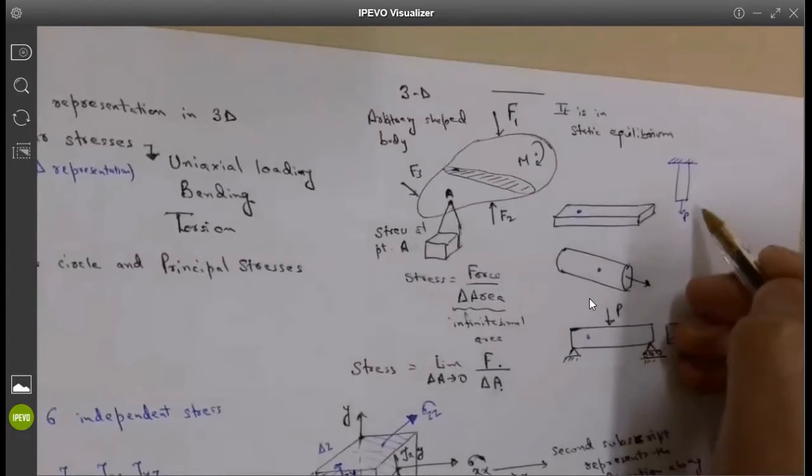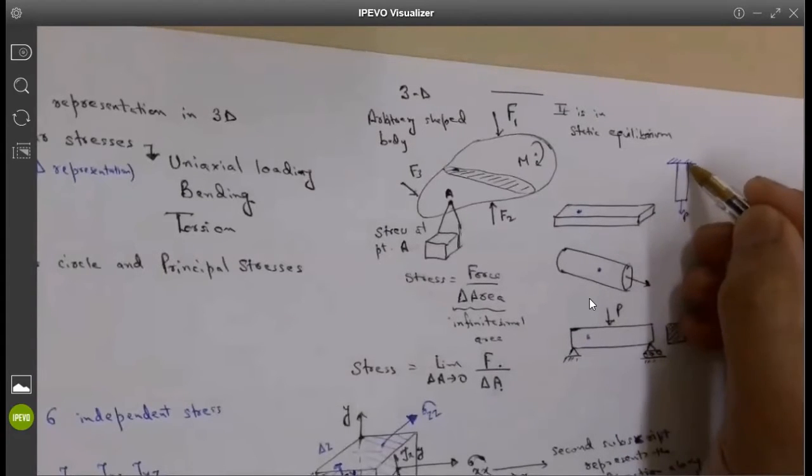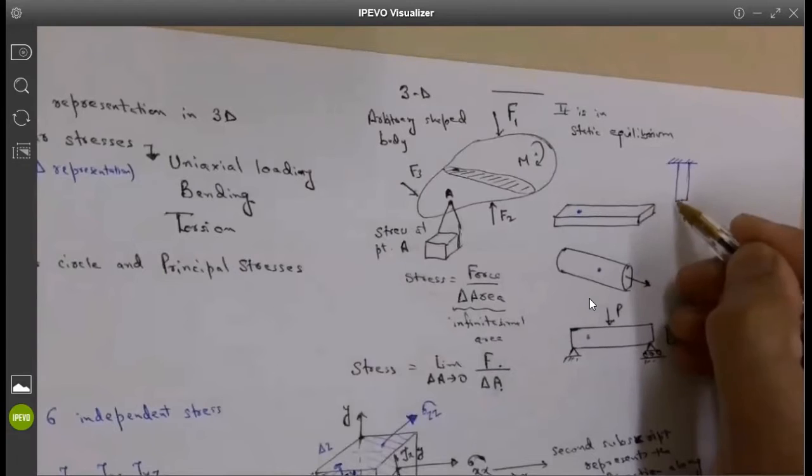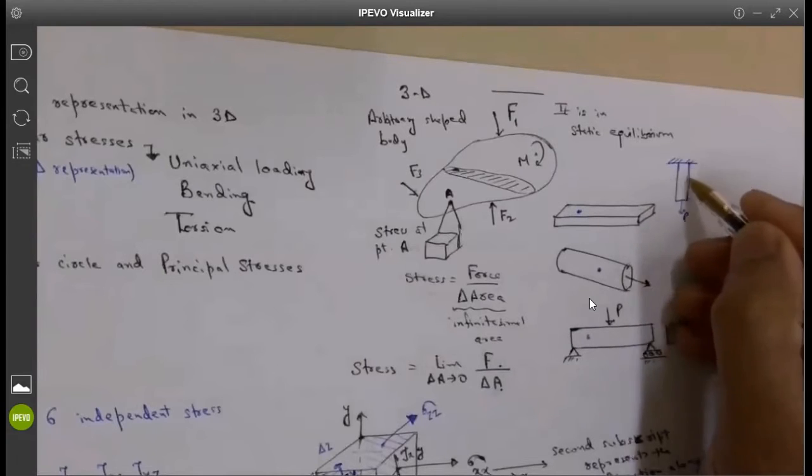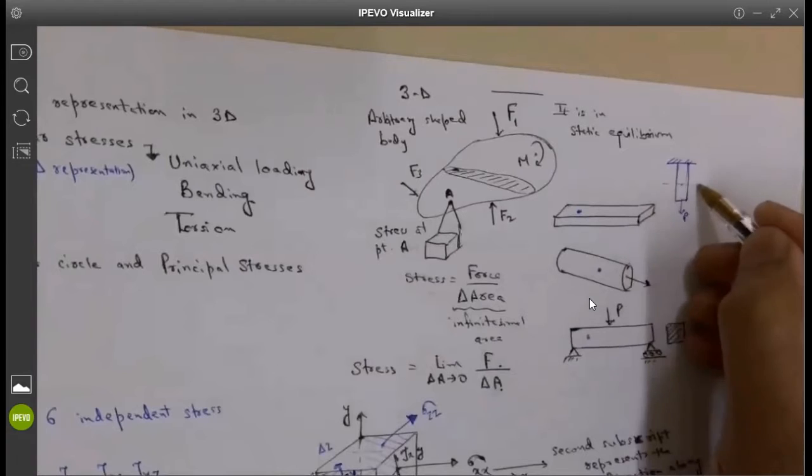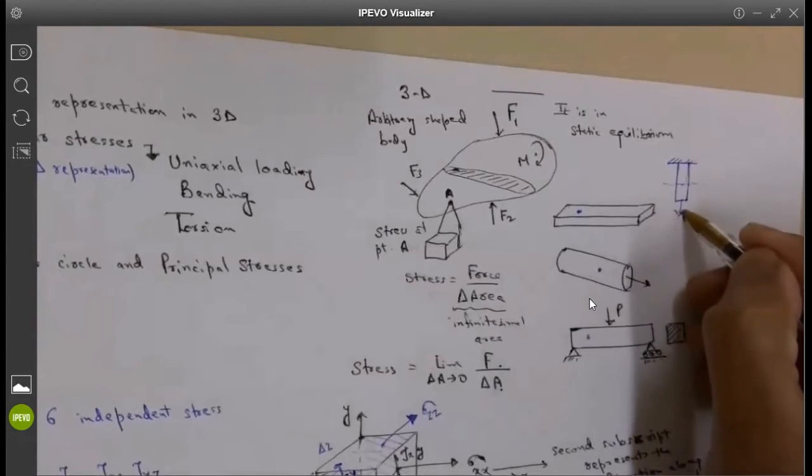Okay, so the load is acting in one direction. For a uniaxial case, it's a prismatic beam. A prismatic beam has a uniform cross section. Then the stresses are only acting in one direction for a section which is perpendicular to the applied load.